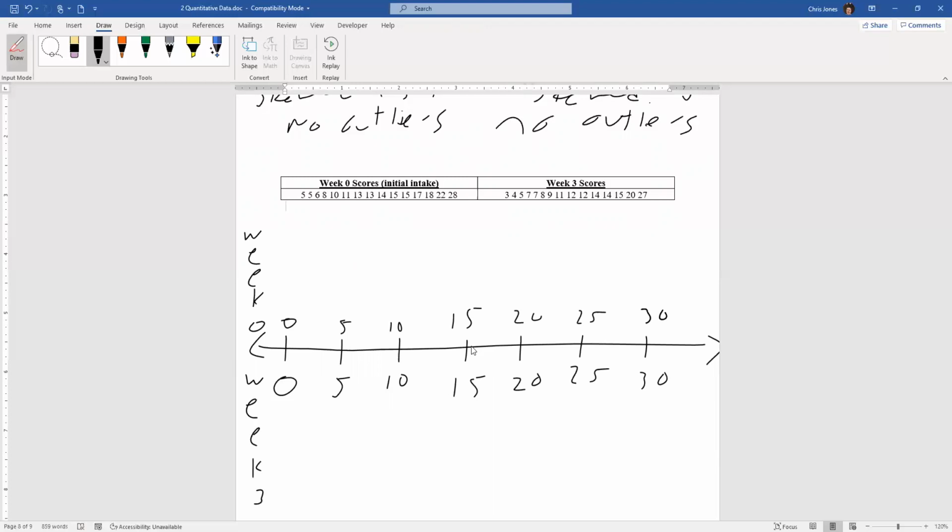And what we might be able to do is get a little bit better picture of how they compare to one another. All right. So I'm just going to do week 0 real quick. So we have a couple 5s, and we have a 6, and we have an 8, we have a 10, we have an 11, we have a couple 13s, we have a 14, we have a couple 15s, we have a 17, 18, 22, and we have that 28. All right, so it looks like there's more data on the left. All right, it looks like most of the data is between 5 and 20.